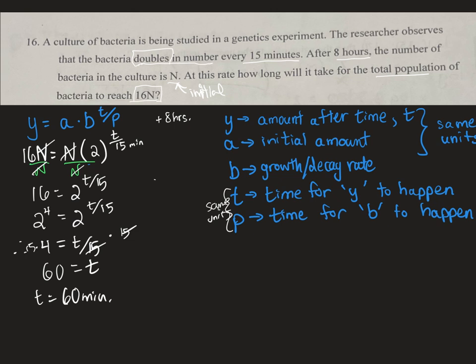All right. Oh, and we had that initial 8 hours. So I think we actually have to add 8 hours to that. So 60 minutes would equal 1 hour. So I think it would have been 9 hours from the initial start, right? From initial start, I do believe.